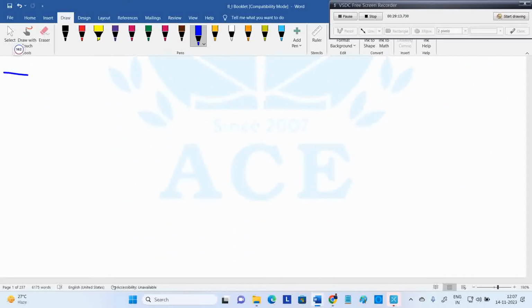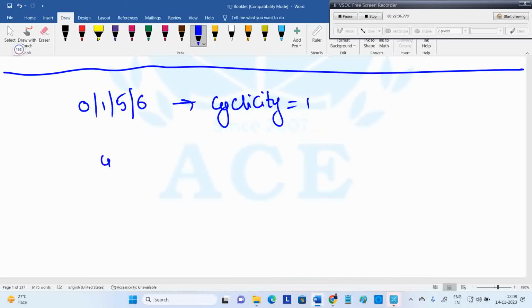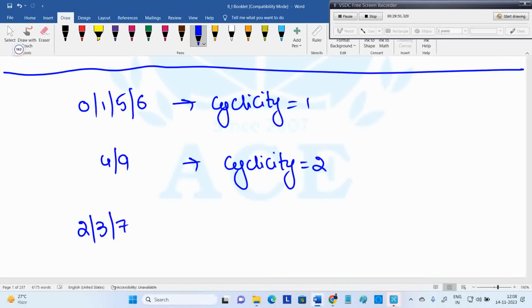Now in the summary, if it is 0 or 1 or 5 or 6, we have cyclicity 1, meaning the same thing will come. 0 power something is 0 only, 1 power something is 1 only, 5 power a positive digit is 5, 6 power a positive digit is 6 only. Whereas for 4 and 9, cyclicity is 2, and instead of that, we have a simple analysis. 4 power odd number is 4, 4 power even number is 6. 9 power odd number is 9, 9 power even number is 1. Whereas similarly for 2, 3, 7, 8, cyclicity equals 4.